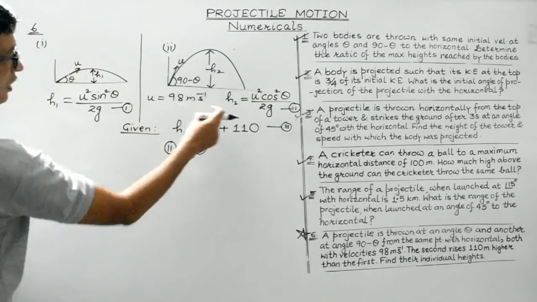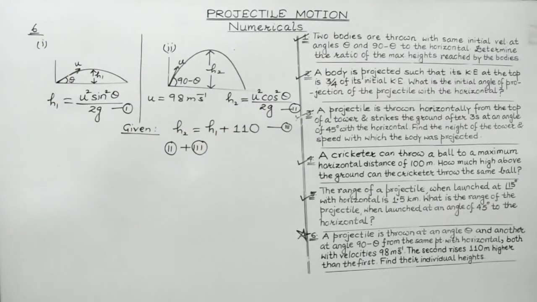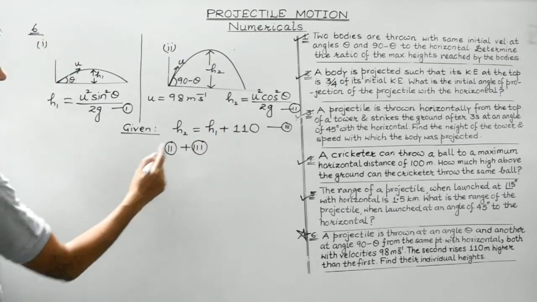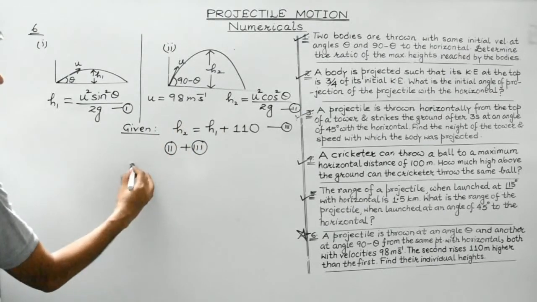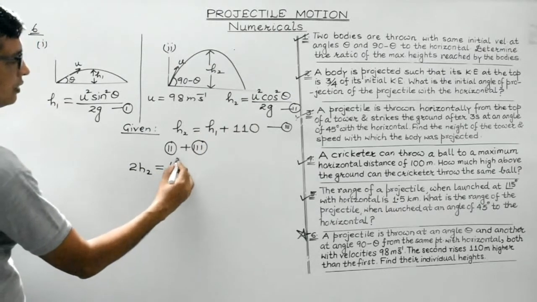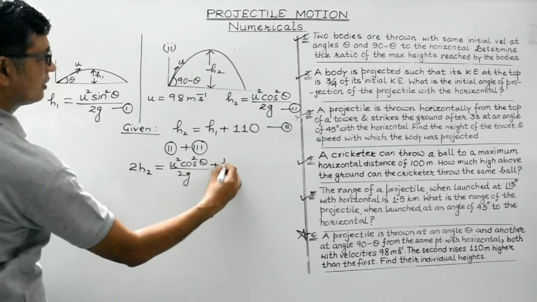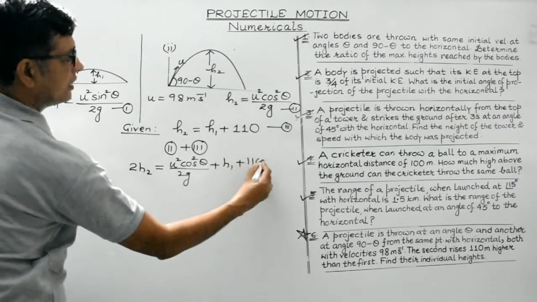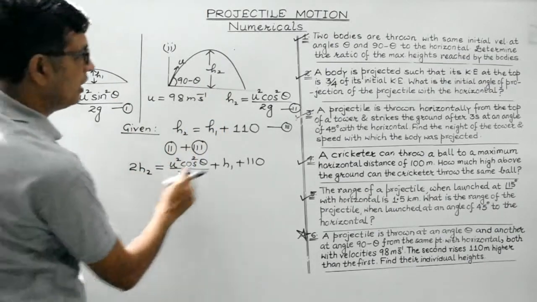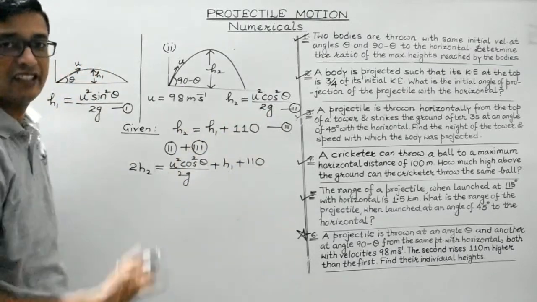So left hand side, what we get is H2 and over here H2. So students, let's substitute the value over here, second plus third. So what we get is H2 plus H2, that will give us 2H2. It is equal to u square cos square theta by 2g plus H1 plus 110. Simply add these two. Left hand side H2 plus H2 gives us 2H2. Right hand side gives us u square cos square theta by 2g plus H1 plus 110.